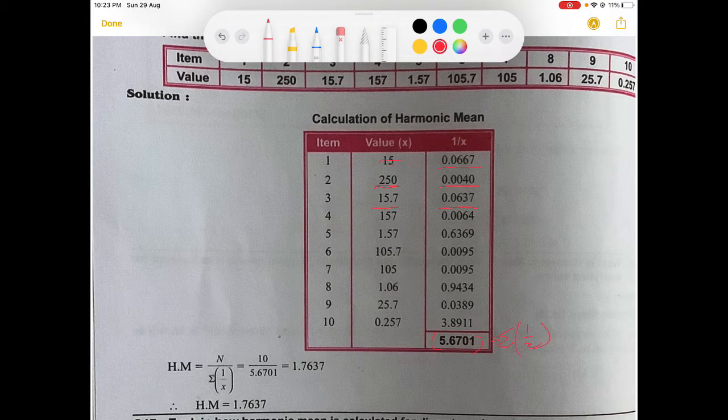Now the total number of observations, we have 10 observations. So we'll divide 10 by the sum of the reciprocals. So 10 divided by 5.6701, we get 1.7637. So the average rate of growth is 1.7637, which is also our harmonic mean.